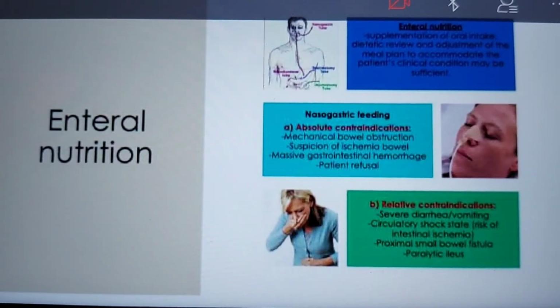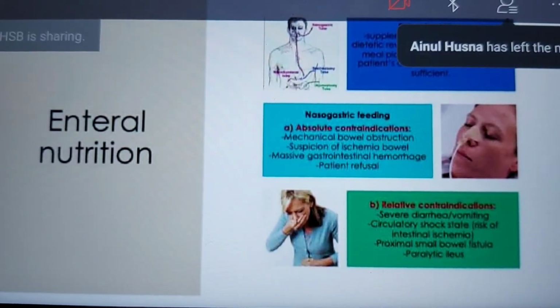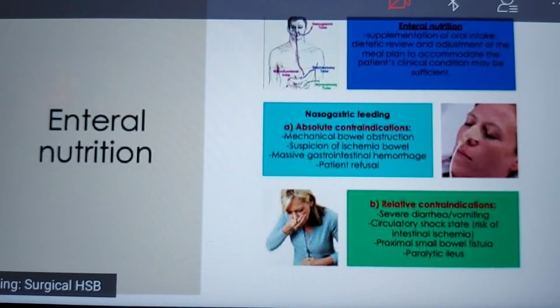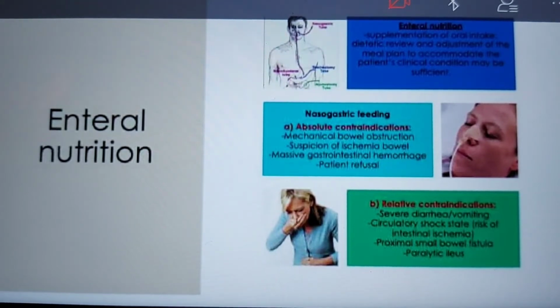Next, moving on to types of nutrition that we can give. We can give enteral nutrition, meaning supplementation of the oral intake based on dietetic review and adjustment of the meal plan to accommodate the patient's clinical condition. First, we have the nasogastric feeding. This has absolute contraindications and also relative contraindications. Absolute contraindications can be seen in mechanical bowel obstruction, in case of suspicion of ischemic bowel, and also patient refusal. Relative contraindications are in cases of severe diarrhea or vomiting, circulatory shock, and also proximal small bowel fistula.